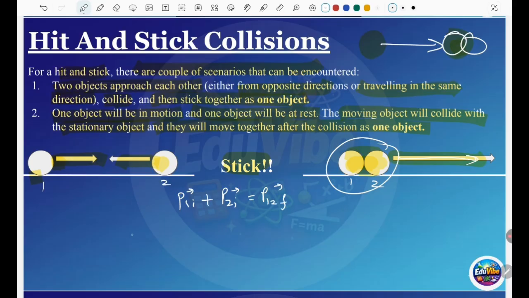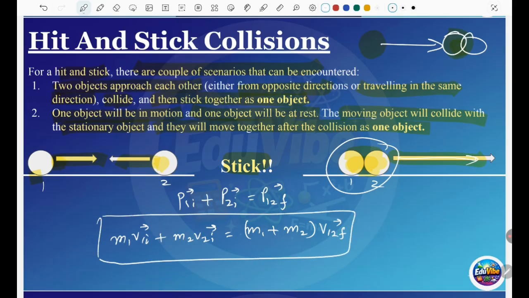So we get m1 v1i plus m2 v2i on the left-hand side, same as hit and rebound, is equal to the mass of both combined together times the final velocity of both. The masses are combined and the final velocity is one. So this is the second formula you have to learn for hit and stick collisions. Let's move on to the example for this.